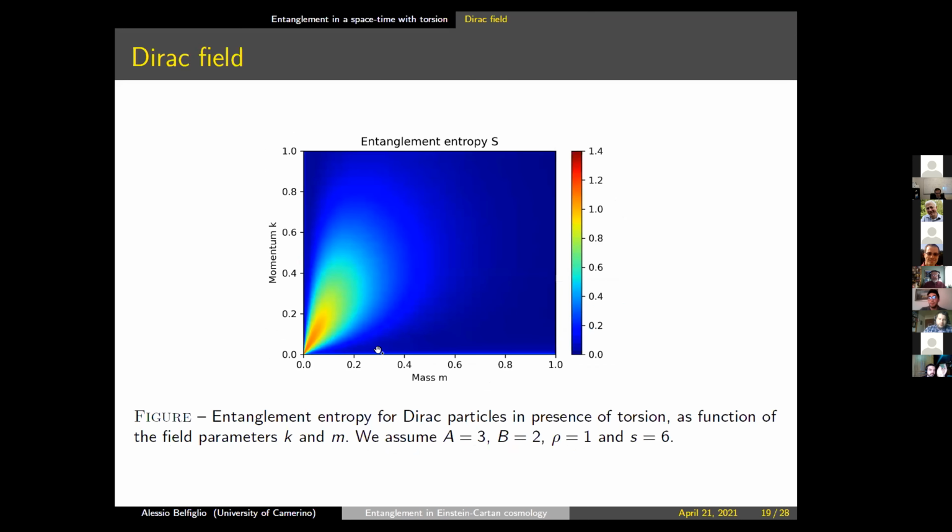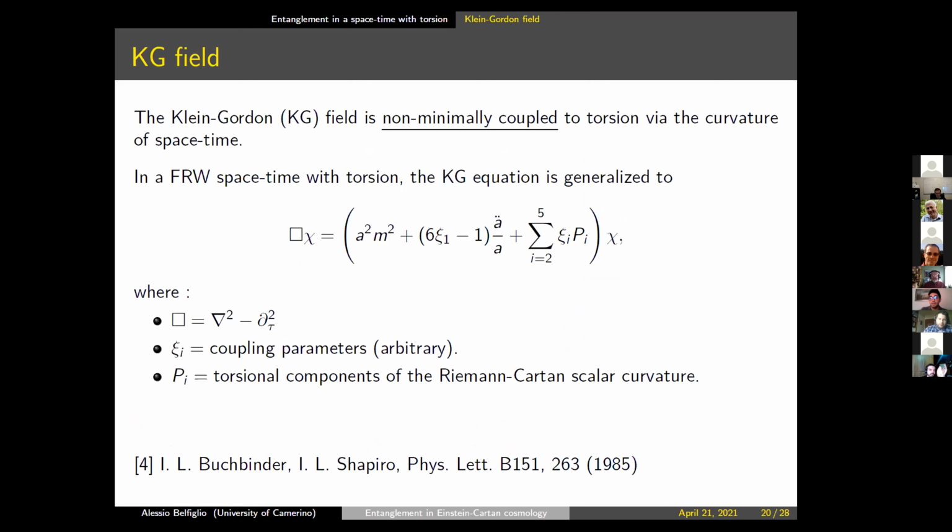And this study can be performed also for the scalar field, so the Klein-Gordon field. Of course, in this case, we do not have a minimal coupling to the field, but we have non-minimal coupling by means of the curvature of space-time. Since we are dealing with a theory with torsion, we need to generalize the notion of a scalar curvature to the case of the Riemann-Cartan space-time.